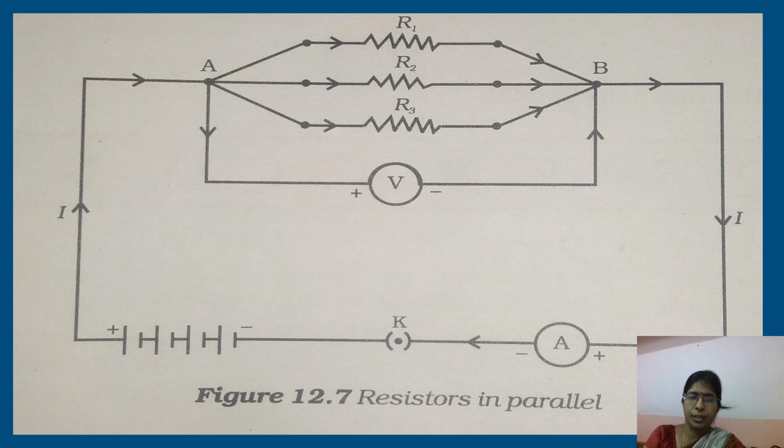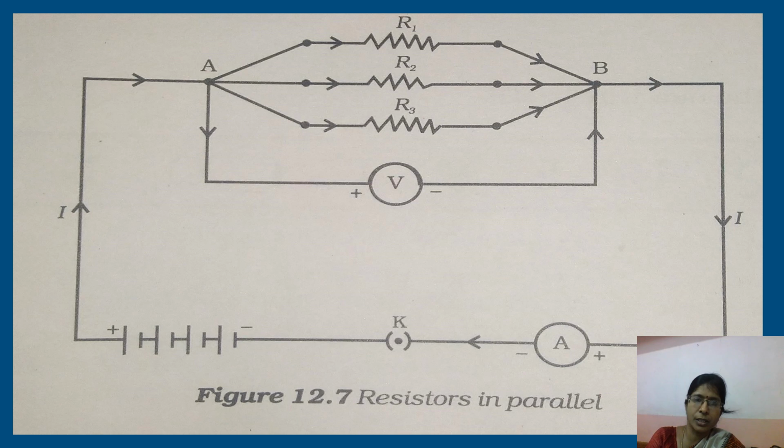Here is another circuit in which three resistors are connected. When you see a circuit, first you should be able to identify which circuit it is, whether it is series or parallel. How can you identify? By observing the terminal connections. If one end of all the resistors is connected to one point and the other ends of the resistors are connected to another point, then we can say that they are connected in parallel.